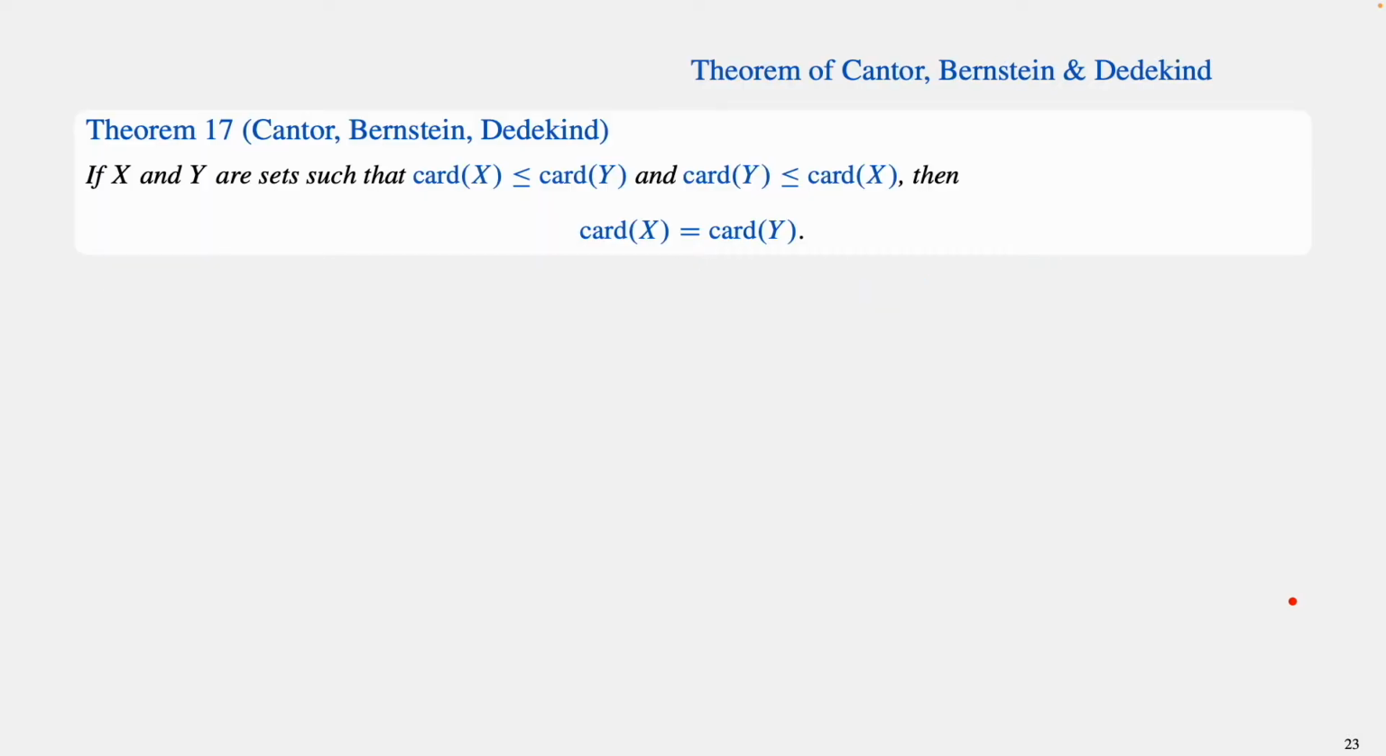And we start our study of infinite sets and their cardinalities right out with one of the deep theorems on this subject. This is the so-called theorem of Cantor-Bernstein, which was also proved by Dedekind. And it states that if X and Y are sets such that cardinality X is less or equal cardinality Y, and also conversely cardinality Y less or equal cardinality X, then cardinality X is equal to cardinality of Y.